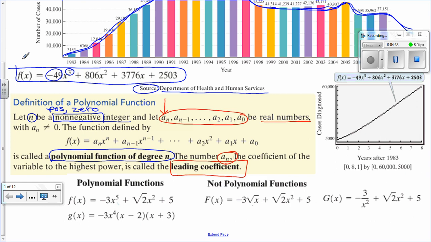So these are all the coefficients going to kindergarten, well, maybe college now. And then A sub n is the leading coefficient. So it's the coefficient of the term, like the one you see here, with the highest exponent. And the highest exponent will be n, and n will be determining the degree of the polynomial.